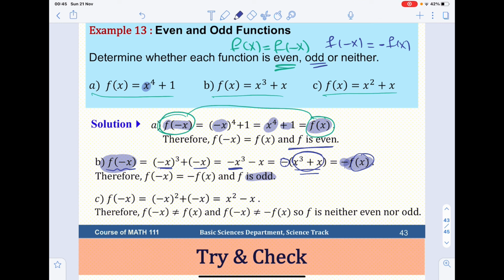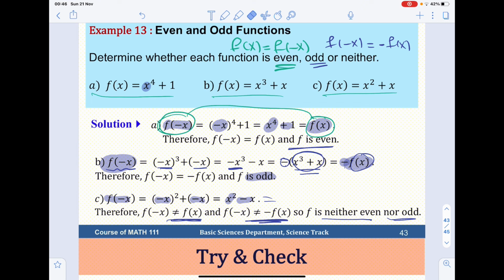For part C, I start with f of negative x. I replace each x with negative x. Then I am left with x squared minus x, and this does not equal f of x, and does not equal negative f of x, so it's neither even nor odd.